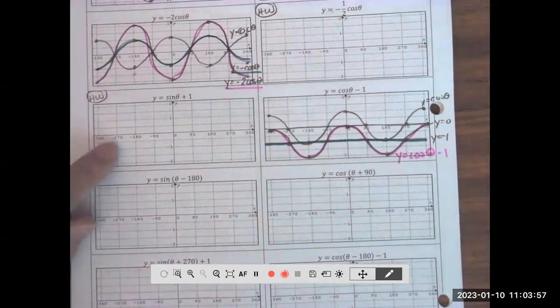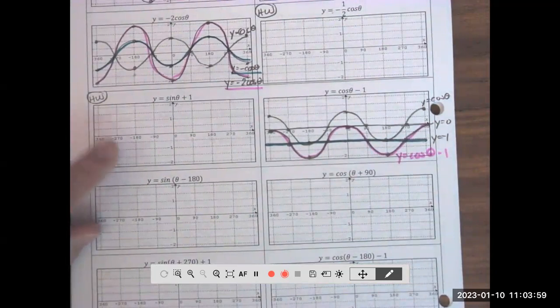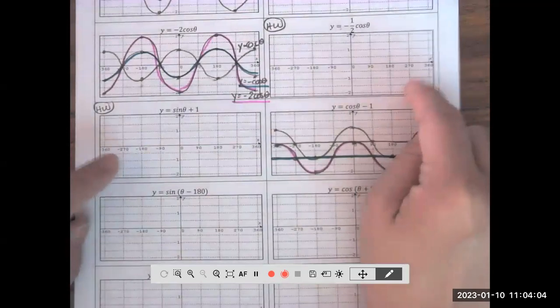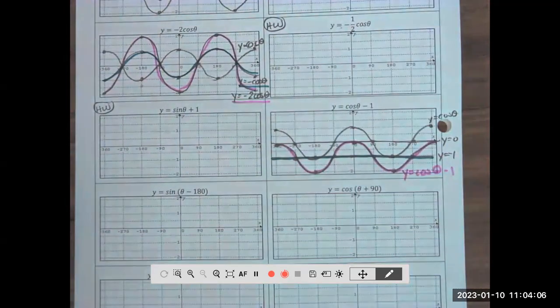Unless, do you guys want to just do it right now for practice? Okay, why don't you guys do these two right now? Show your partner. If you have questions, raise your hand and I'll come to you, okay? I'll pause the recording for now.